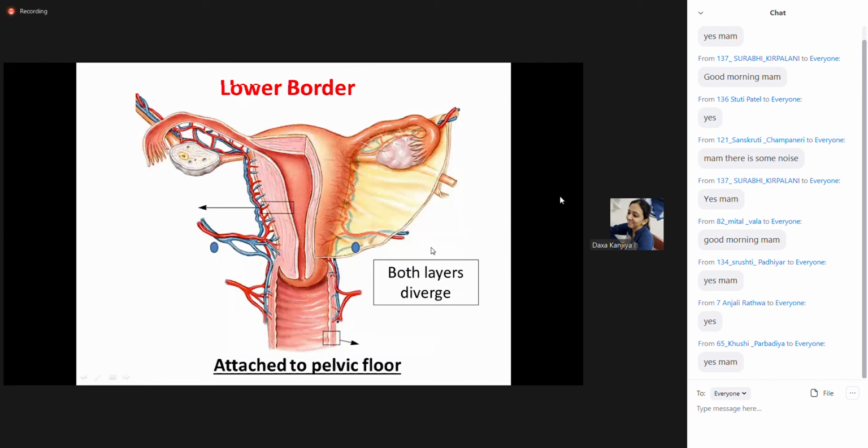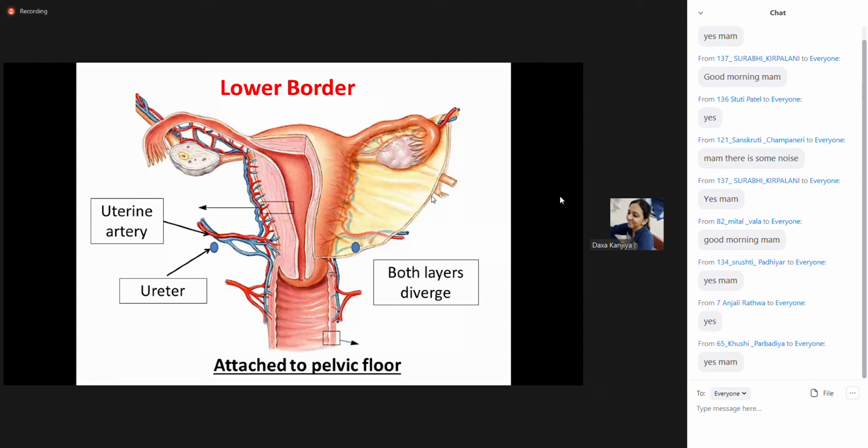It is attached to the pelvic floor. Then at the lower border of the broad ligament, it is related with the ureter laterally and the uterine arteries in front of the ureter from lateral to medial side. At the lower border, if you see, the uterine artery runs between the two layers and enters into the broad ligament. So how does the uterine artery enter into the broad ligament, through which part? Through the lower border.